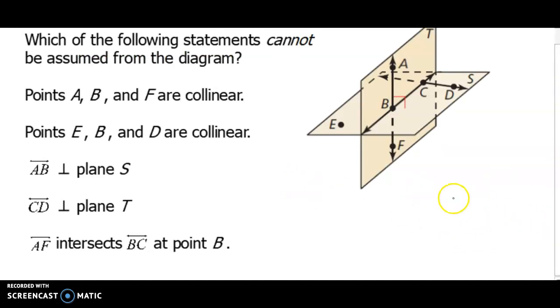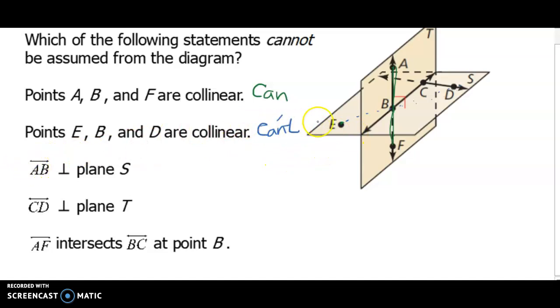So we have this diagram over here, and it says points A, B, and F are collinear. So here's A, B, and F, and if you notice, it shows that they all lie on this line here. So we can conclude this from the diagram. Okay, what about E is right here, B and D, are they collinear? Well, it looks like we could draw a line through them, but there's not a line through them, so we can't know that for sure. So I'm just going to put can't.